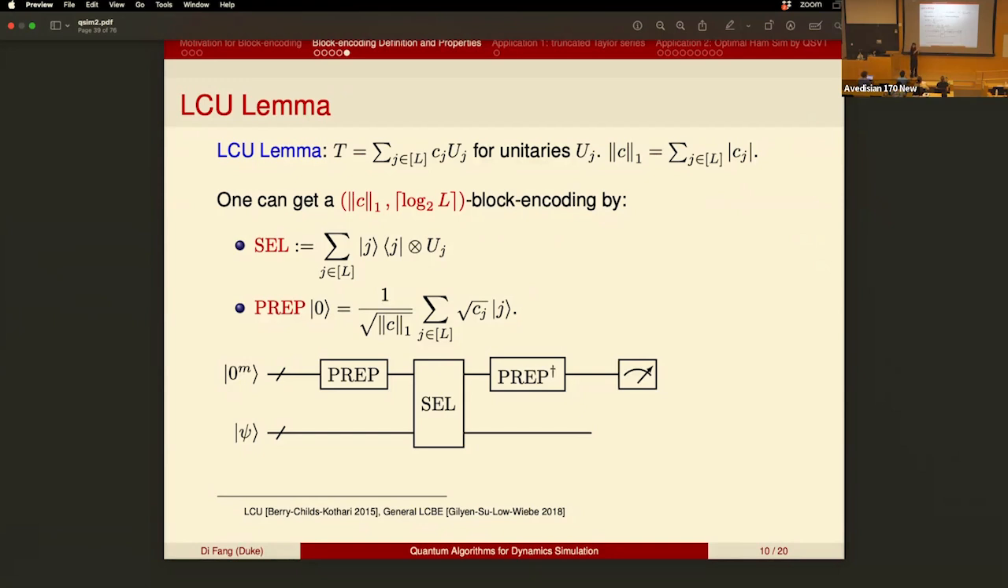Previously, we have Hadamards, which will give us 1 over root of 2. 1 over root of 2 times 1 over root of 2, we get 1/2. So that's why we have root of c divided by the norm here. This is like 1 over root of 2, which is your prepare dagger. And you work out the math part of it. You will see this exactly implements a linear combination of unitaries, with a block encoding where this subnormalization factor, guess what? It's the sum of everything, as we expected.